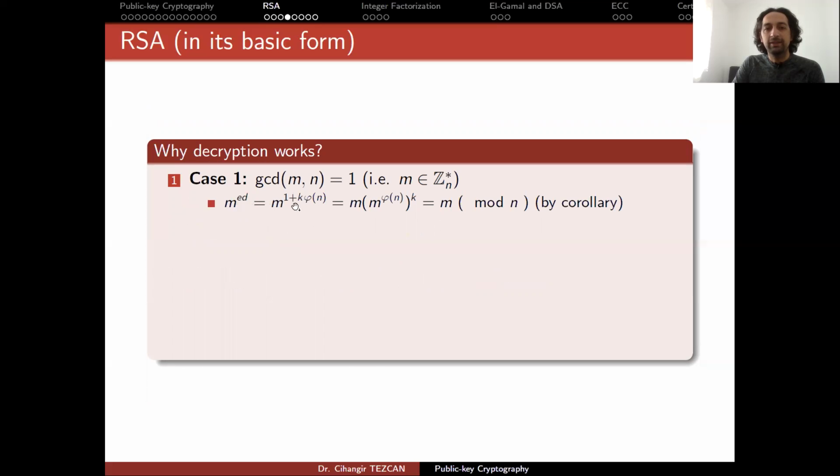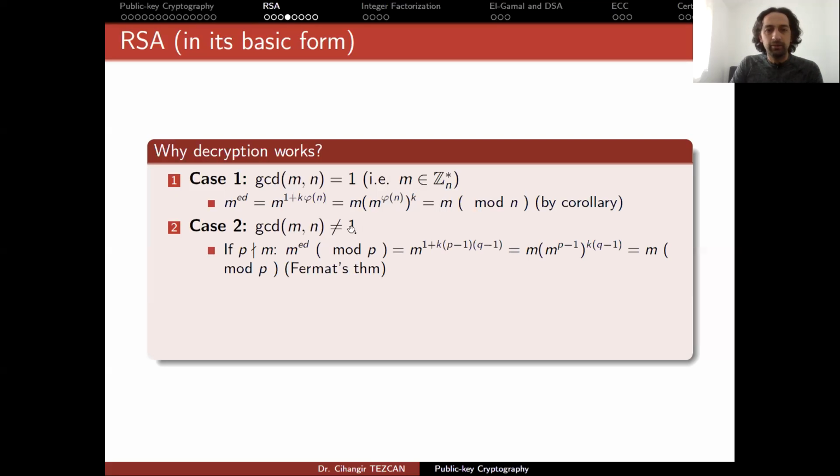So this is a number that can be written as 1 plus k times phi(n), where k is some constant that we don't know, and it doesn't matter. If you write it this way, like m times m to the phi(n) power k, by the corollary I showed you, m to the phi(n) modulo n is always 1. So this is 1 to the power k, which is also 1. So this becomes 1, and the result is m. It is as simple as that.